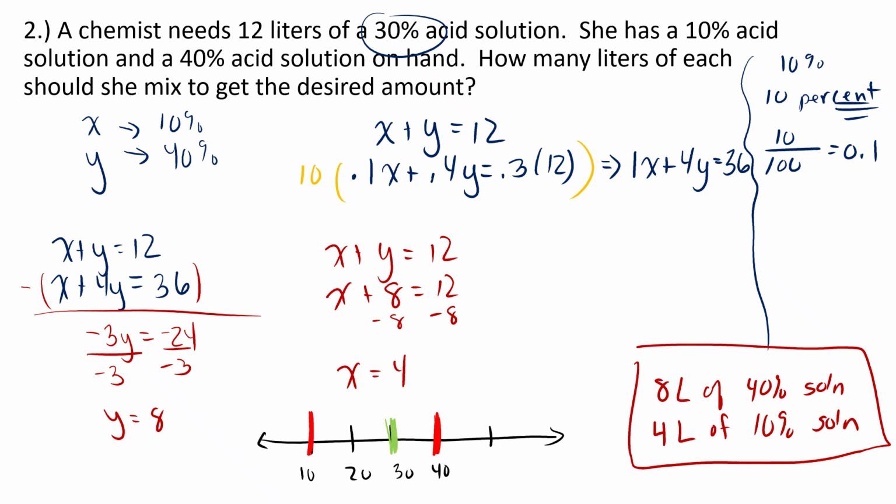She needs the 30%. Well, notice that 30 is closer to 40 than it is to 10, okay? Therefore, she doesn't want to split it right down the middle. If you split the 40 and the 10 right down the middle, you're going to land at what, 25? So she needs more of the 40% solution than she does of the 10% solution. And so your answer does make sense.